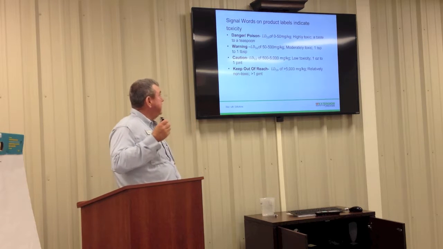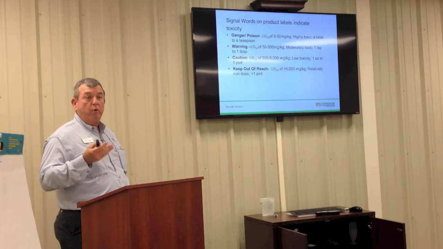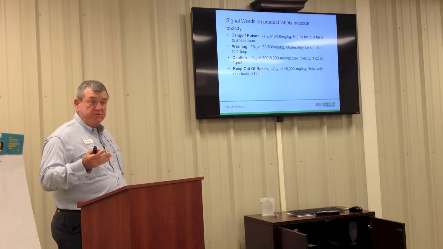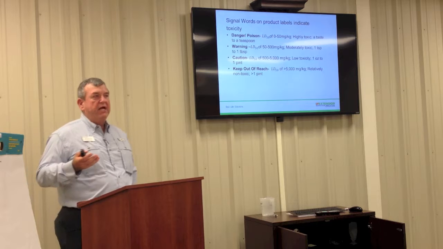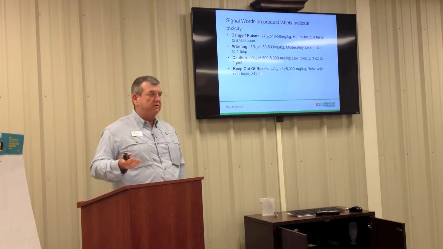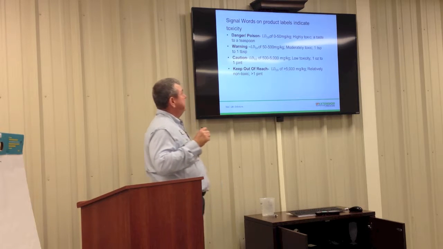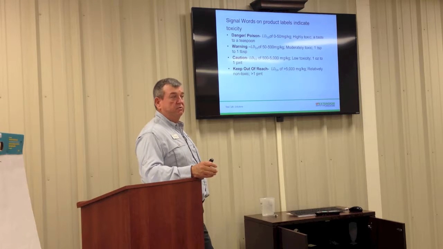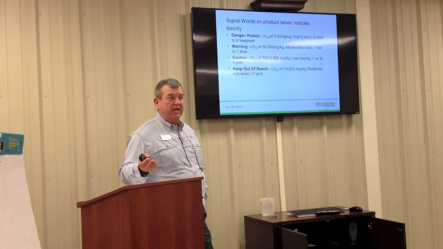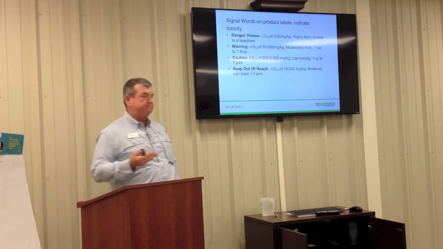So the most toxic one out there will have the signal word danger on it. Or it may say poison, or danger and poison, and the more toxic ones will have a skull and crossbones on them. The LD50 is anywhere from 0 to 50 milligrams per kilogram body weight. This is referred to as highly toxic. To put it into everyday terms, that's anywhere from a taste to a teaspoon, all that it would take to be lethal to 50% of the test population within 14 days after being exposed to it.